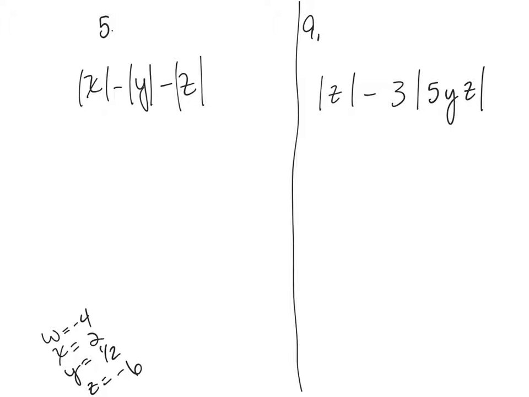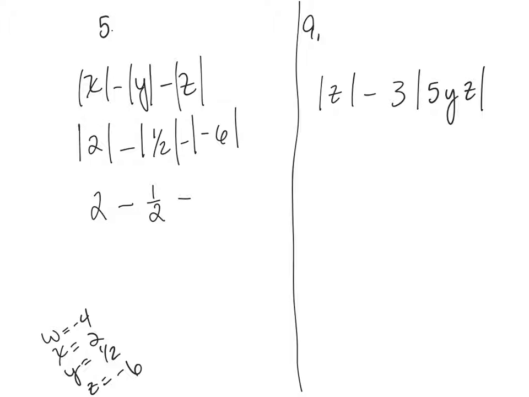The first thing I'm going to do is substitute the values inside each of the absolute values. And then I'm going to start taking them out of the absolute values as soon as they're simplified enough. So the absolute value of 2 is 2. The absolute value of 1/2 is 1/2, but this minus sign still stays there. And the absolute value of -6 is +6. So you end up with 2 minus 1/2 minus 6.